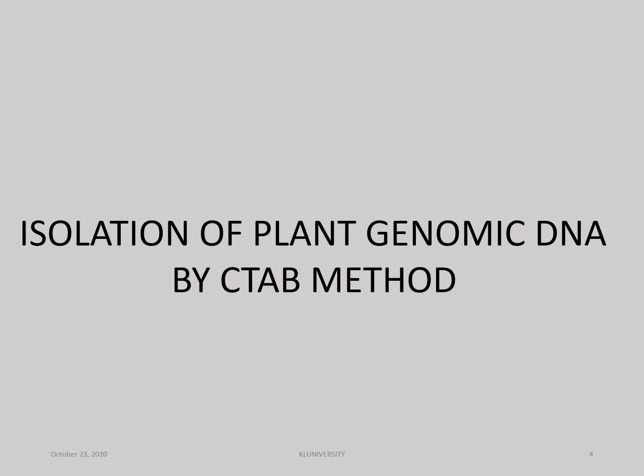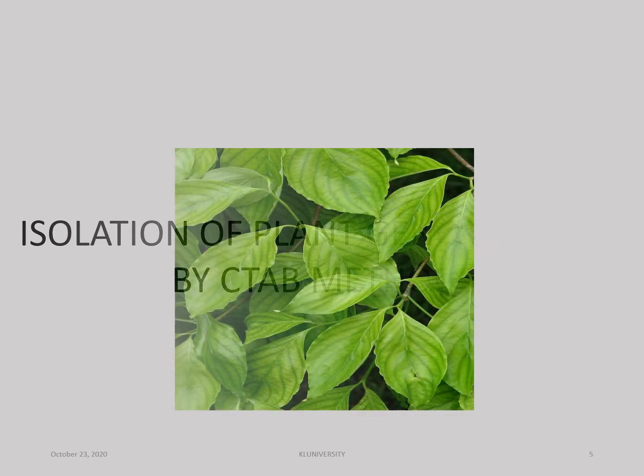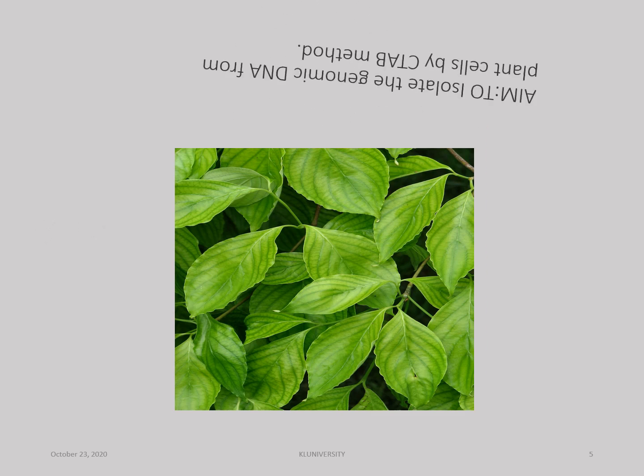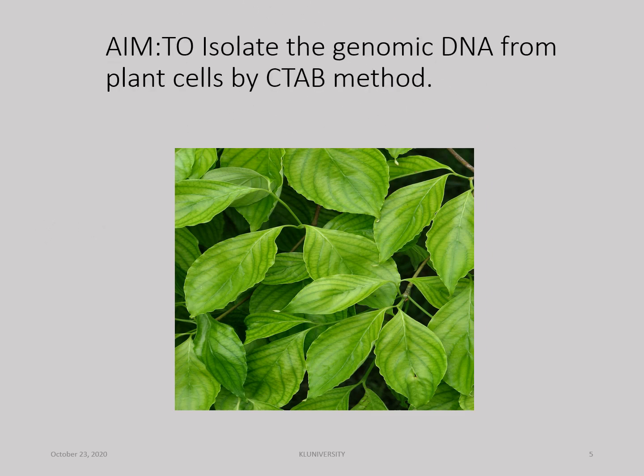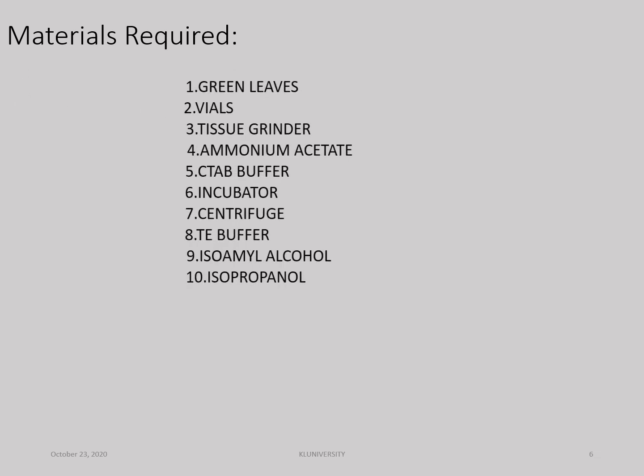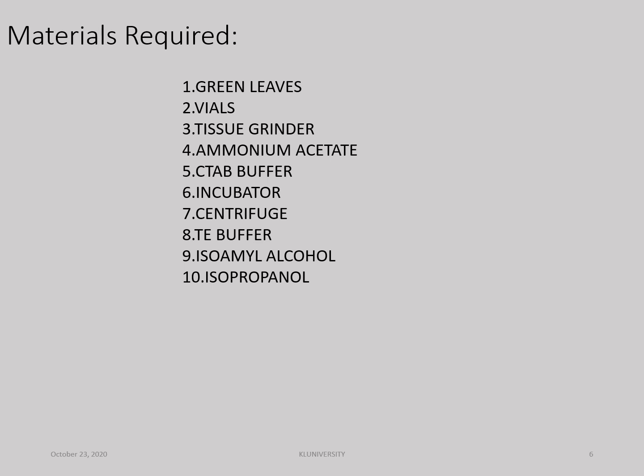I'm going to discuss the isolation of plant genomic DNA by the CTAB method. Firstly, the aim is to isolate the genomic DNA from plant cells by the CTAB method. The materials required are green leaves, vials, tissue grinder, ammonium acetate, CTAB buffer, incubator, centrifuge, TE buffer, isoamyl alcohol and isopropanol.